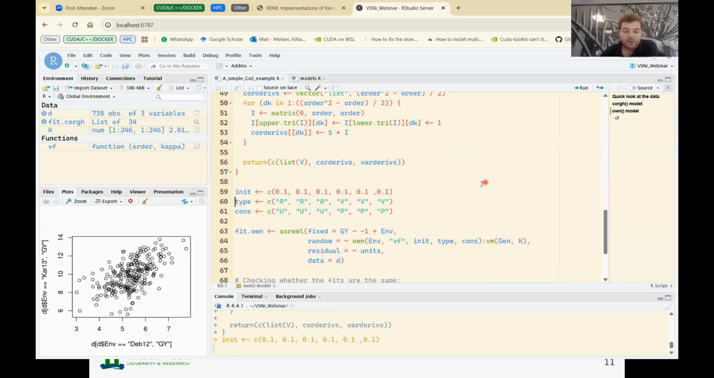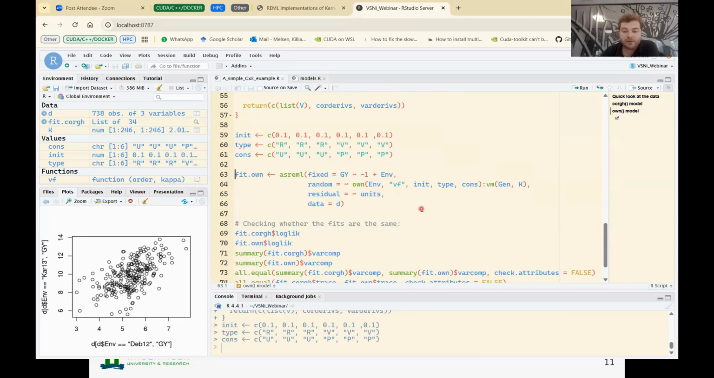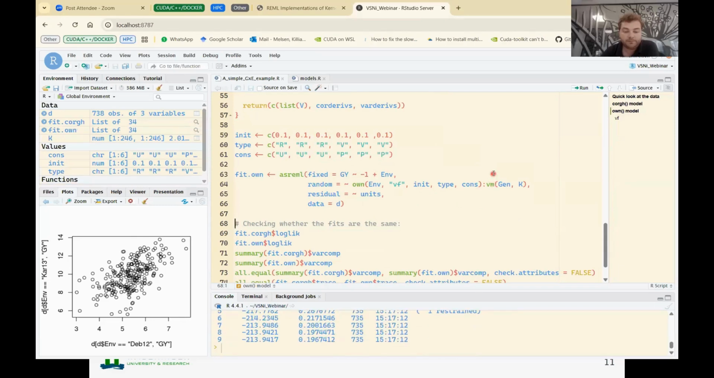Then we need initial values, types, and constraints. Initial values, in my experience, you can just pick 0.1 for everything. For the types, we've got 3 correlations and then 3 variances. Correlations can be unconstrained, and variances, of course, should be positive. Then we fit the exact same model, except that we now use own in place of corgh.